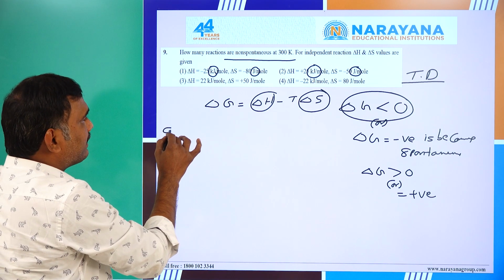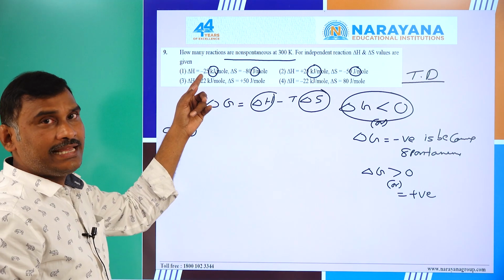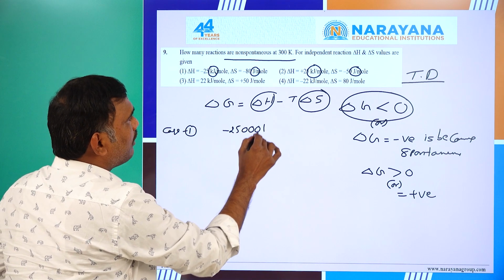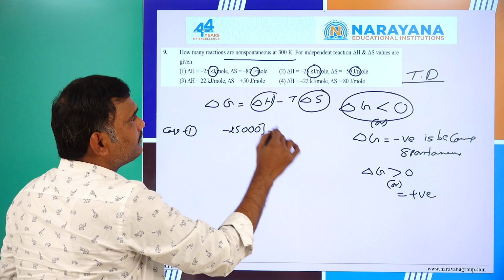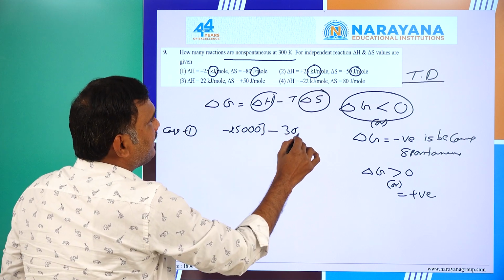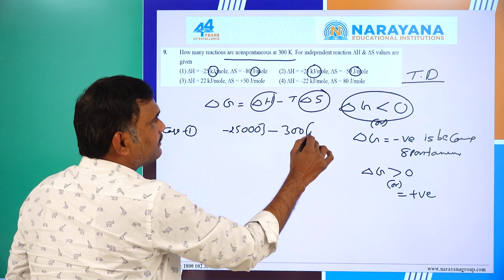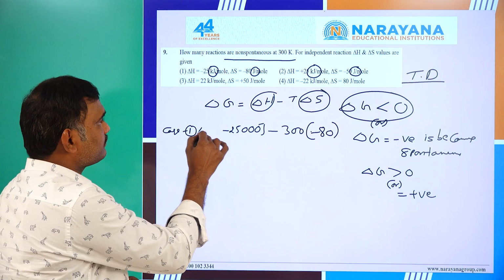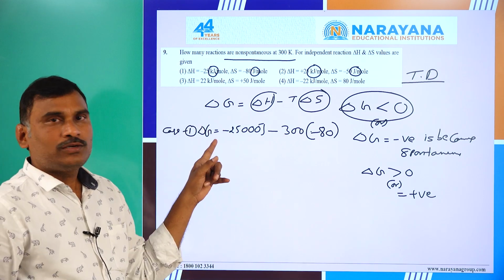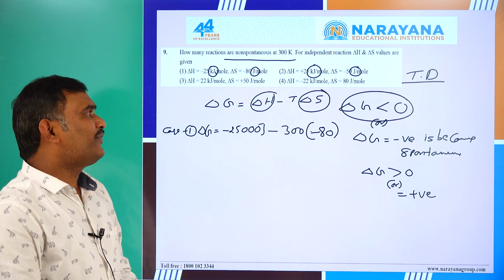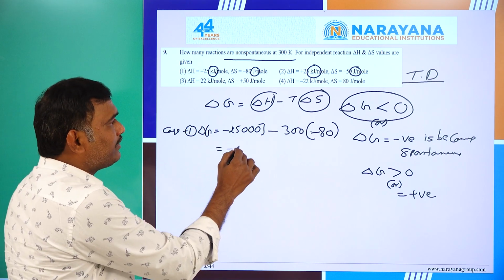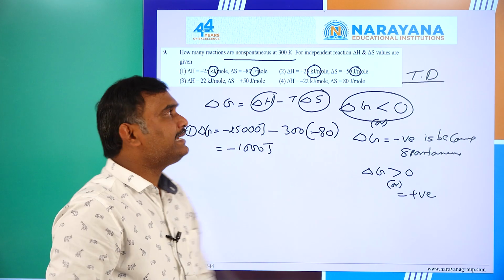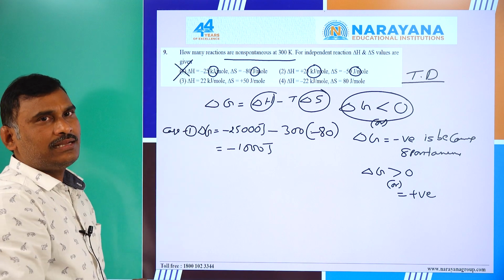Let us say case 1. I am applying case 1. Delta G equals delta H, minus 25 kilojoules, minus temperature 300 into minus 80. That is, friends, minus into minus is plus. 25,000 minus 24,000, the overall value becomes minus 1,000. That is delta G less than 0. That is a spontaneous reaction. So it should not be the answer.